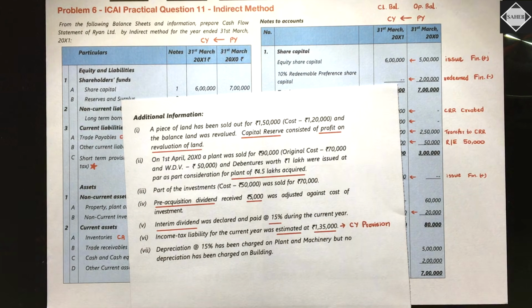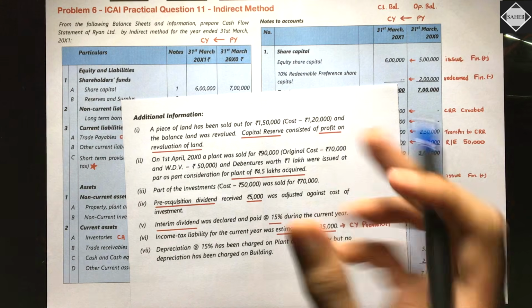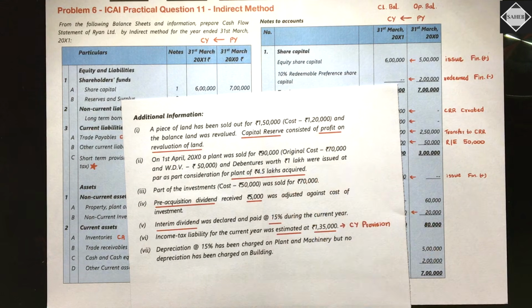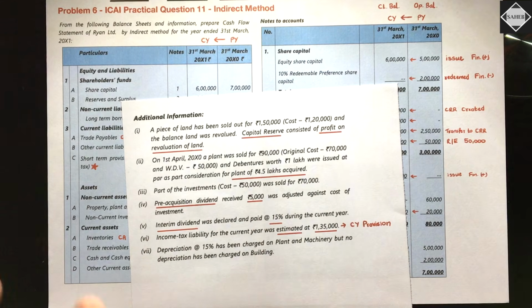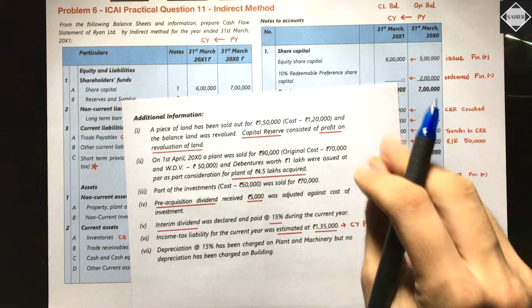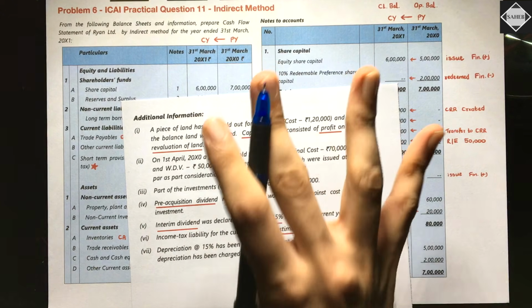Now, what will you compare to calculate the profit on sale? You have sold a plant. So how will you compare? You have to compare the sale value with the WDV. WDV is 50,000. You have sold for 90,000. So 40,000 profit you have made.